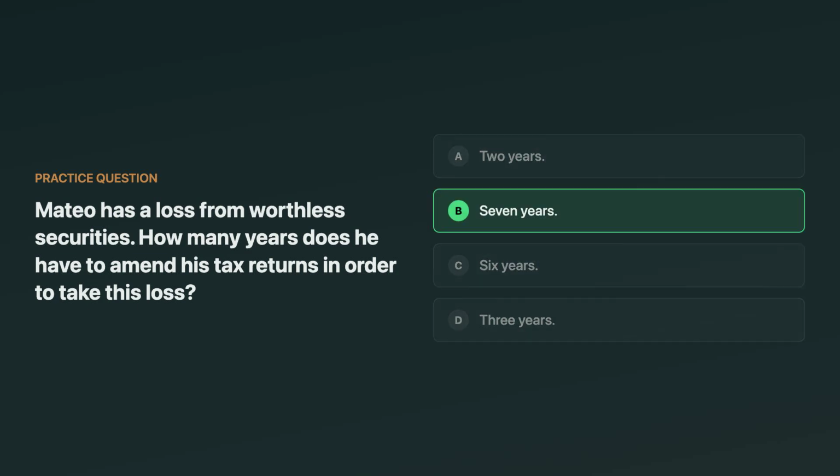The correct answer is 7 years. Claims for refund attributable to a loss from worthless securities get a special 7-year statute of limitations instead of the usual 3-year rule. 3 years is the tempting answer because it's the general refund claim deadline, but worthless securities are a specific exception.